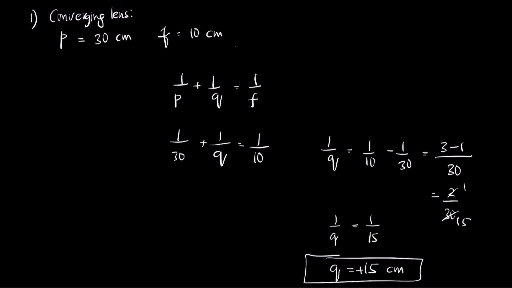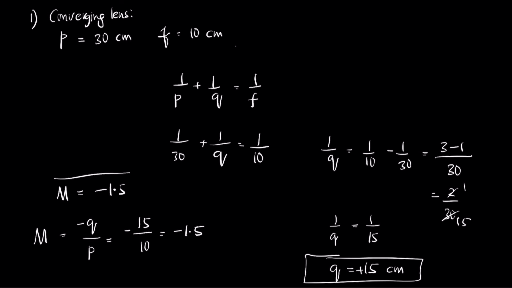Next we want to find the magnification factor m. So we know that it is minus q by p. So minus q is 15 divided by 10, so you get minus 1.5. So the magnification factor is negative 1.5. So this is the magnification factor for the converging lens problem.